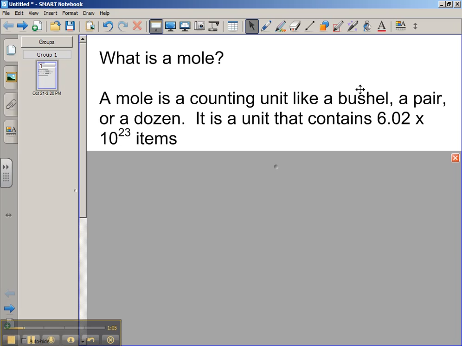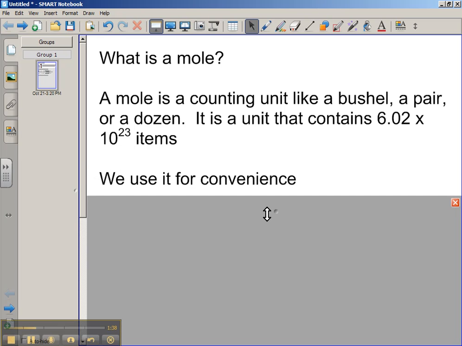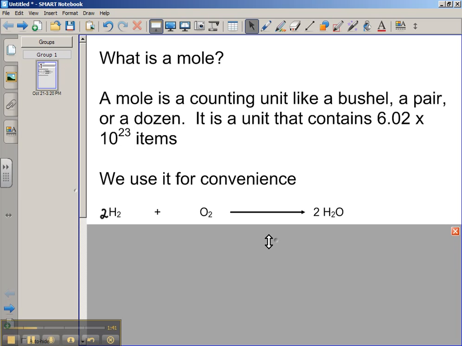So a bushel has many corn kernels. We could figure out how many. A pair has 2, always. A dozen has 12, always. And a mole, since it's just a specific number of things, is a unit that contains a specific number, 6.02 times 10 to the 23rd things. It's just a big number, because in order for us to get a convenient number out of atoms and molecules, we need a big number. So we need a lot of atoms or molecules before we can start talking about enough to actually put on a balance and weigh.